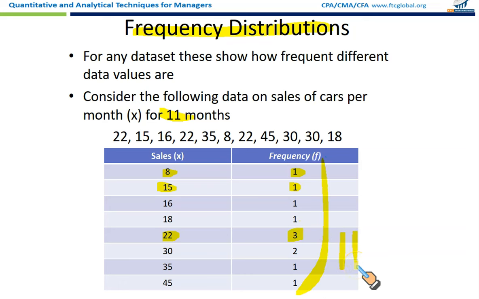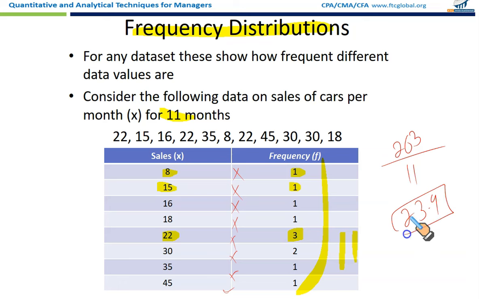Now if you want to calculate the average, what you're going to do in this case is multiply 8 times 1 plus 15 times 1 plus 16 times 1 and then add all the results. 263 cars sold over a period of 11 months. So if you calculate the average, 263 upon 11 gives you 23.9. Of course, you can't sell cars in partial parts this way. So it's approximately 24 cars per month. That is the average over the last 11 months.